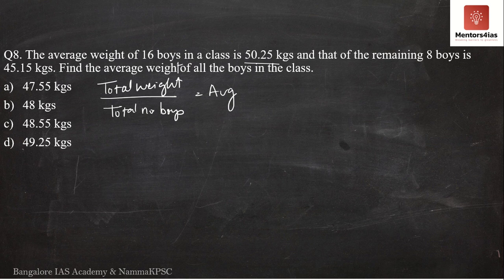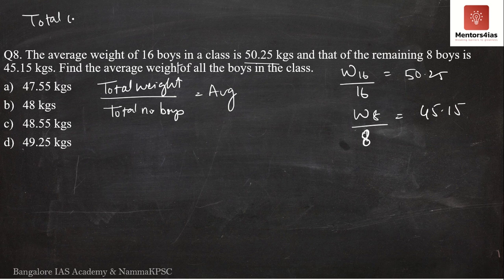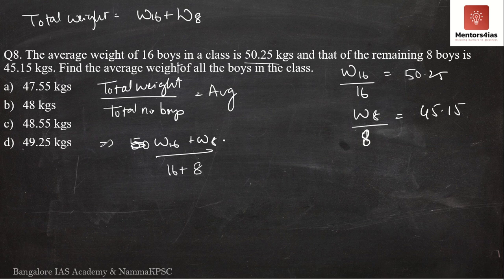Now, in order for us to get the total weight, how do you get the total weight? See here, the average weight of 16 boys is 50.25, and the average weight of 8 boys is 45.15. Total weight is nothing but weight of 16 boys plus weight of 8 boys. So what do we get here? We have W16 plus W8, that is weight of 16 boys plus weight of 8 boys, divided by the total number of boys, that is 16 plus 8. So what is W16? W16 is nothing but 50.25 into 16. Let me just erase this.